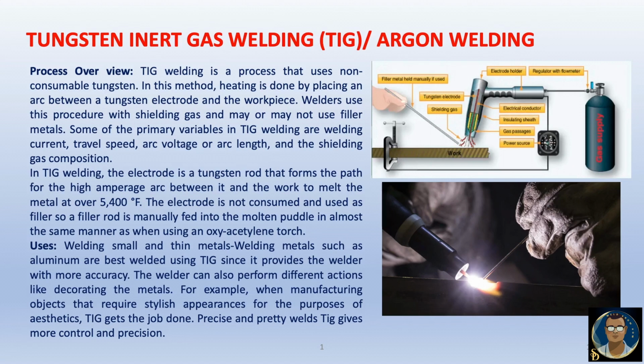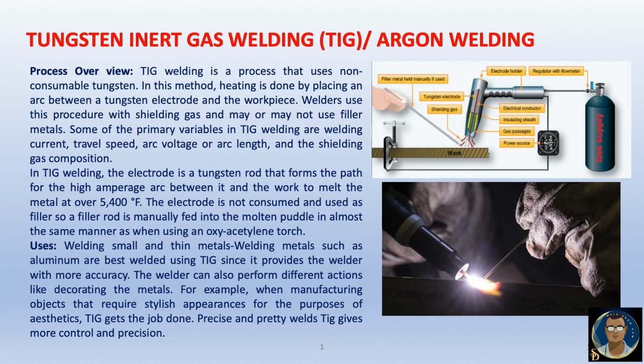That means there is TIG welding which is autogenous. Autogenous means without using filler metal. But for your information, in the Gulf, for Aramco, autogenous welding is not acceptable. Always we need to use filler metal or electrode. Here the temperature of the arc goes up to 5400 degrees Fahrenheit. The electrode is not consumed and not used as a filler, so a filler rod is manually fed into the molten puddle in almost the same manner as when using an oxyacetylene torch.